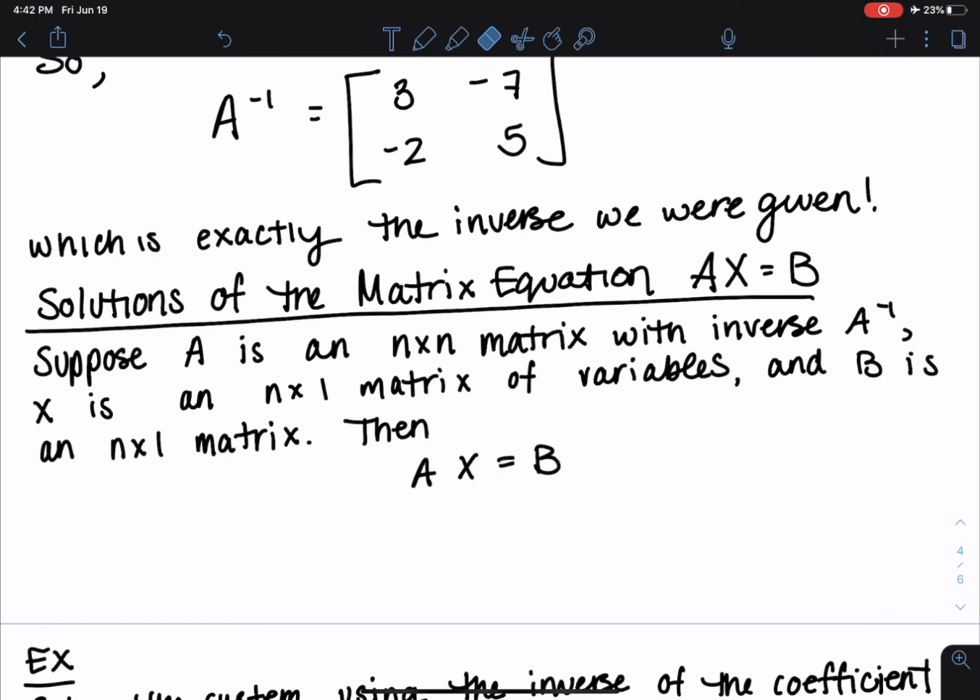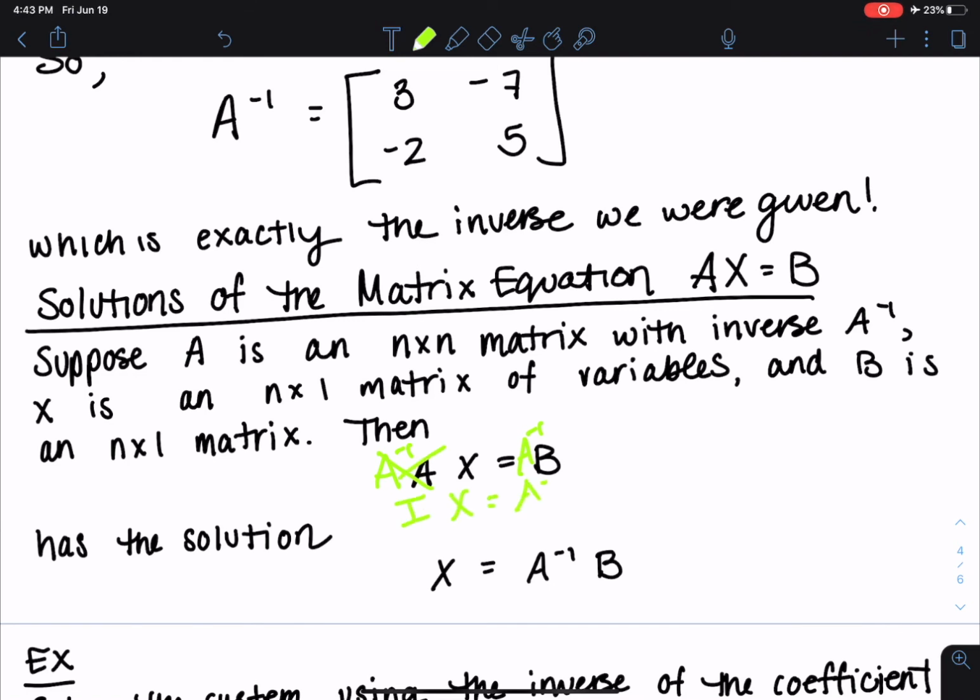Then, if you have this matrix equation, AX equals B, it's going to have the solution X equals A inverse B. Because if you multiply by A inverse on both sides, this will cancel and give you the identity. But the identity times anything is just itself. So you end up with exactly the solution for our variables to be A inverse B.